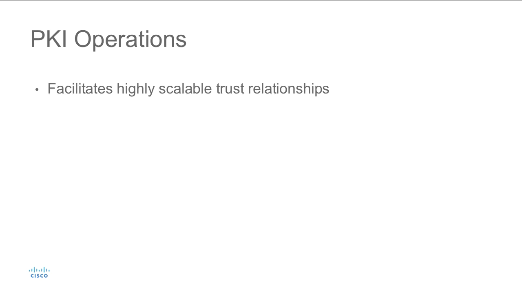Well, now let's discuss PKI operations. PKI facilitates highly scalable trust relationships. Now recall that when we're working in a PKI, or public key infrastructure, we're going to look to a trusted third party to provide authentication of our public keys that we'll use for encryption and authentication. The way that this PKI facilitates this scalable trust relationship is with a scaled CA hierarchy.